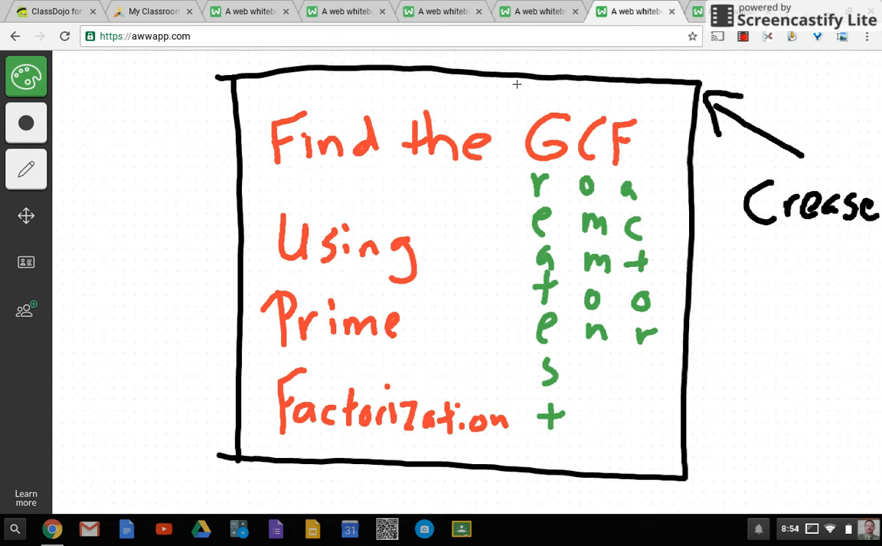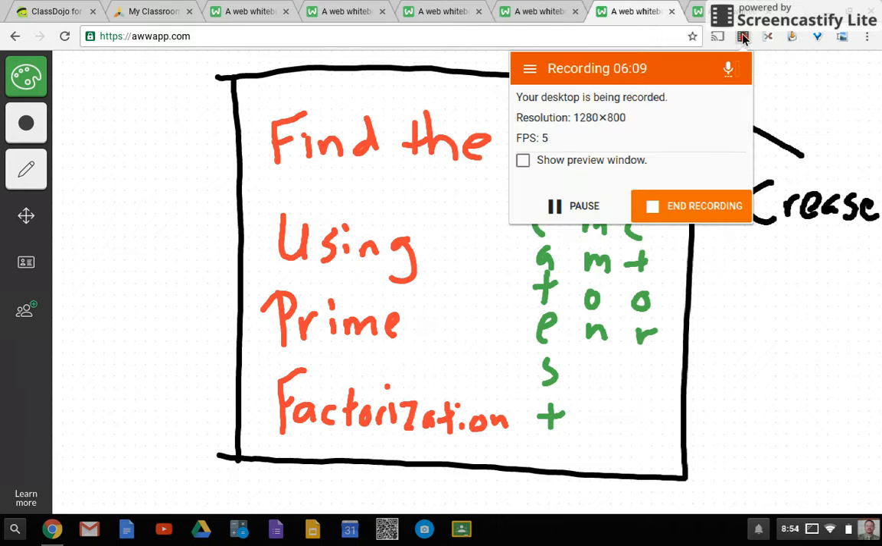In the next video, I'm going to show you how we fill this out and how we're going to find the greatest common factor using prime factorization. I think you're going to like that because it's actually faster. See you in the next video.